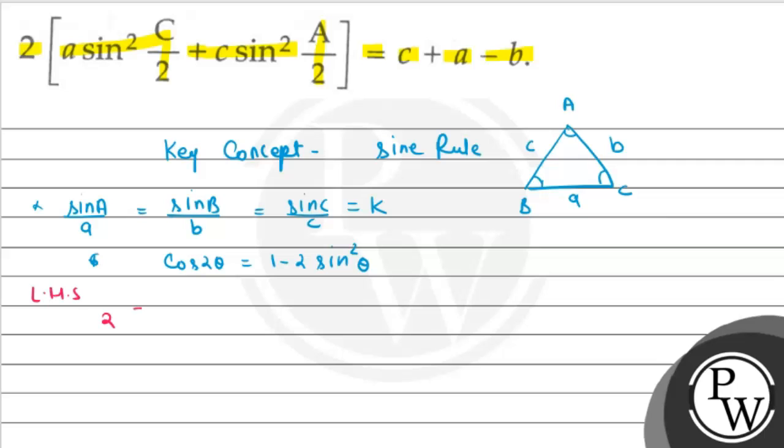Okay, now here is our question, and this is our LHS part. That is 2 into a sin square c by 2 plus c sin square a by 2. So that is our LHS part.